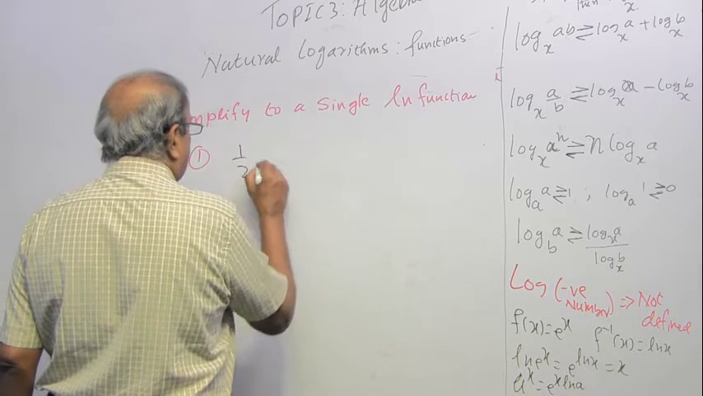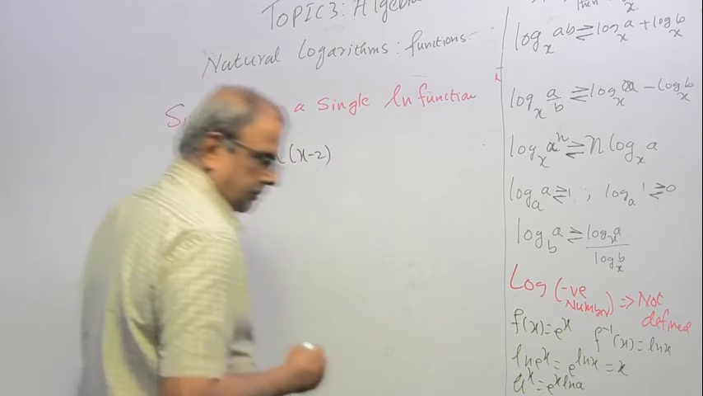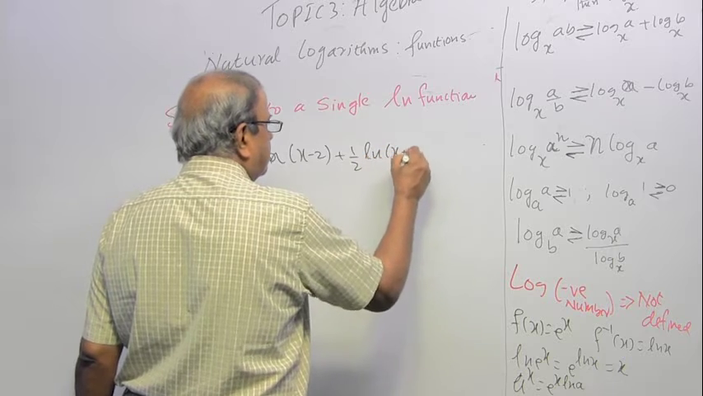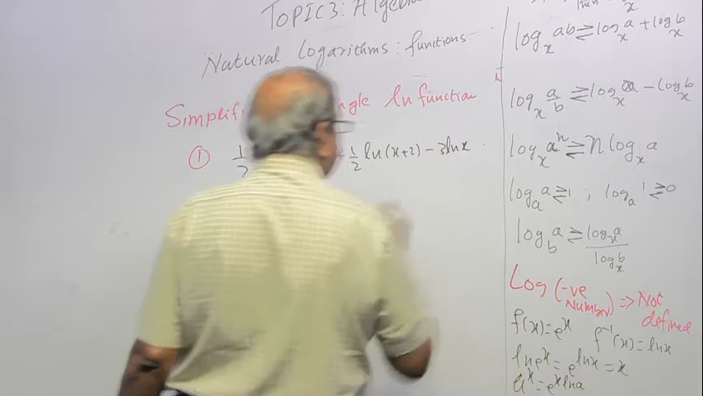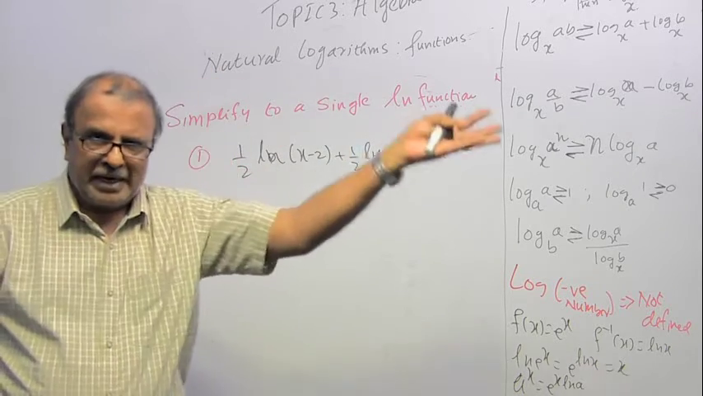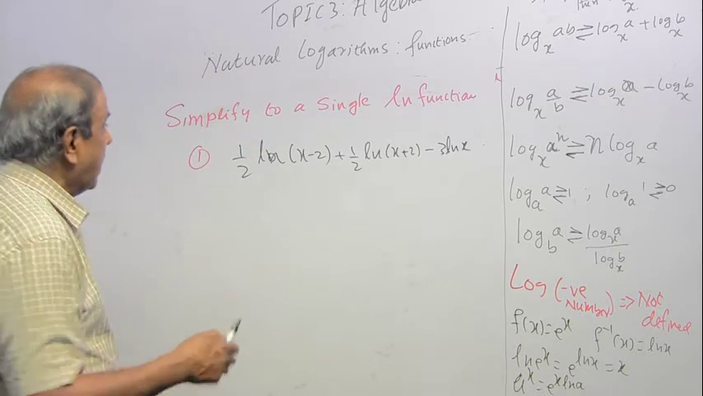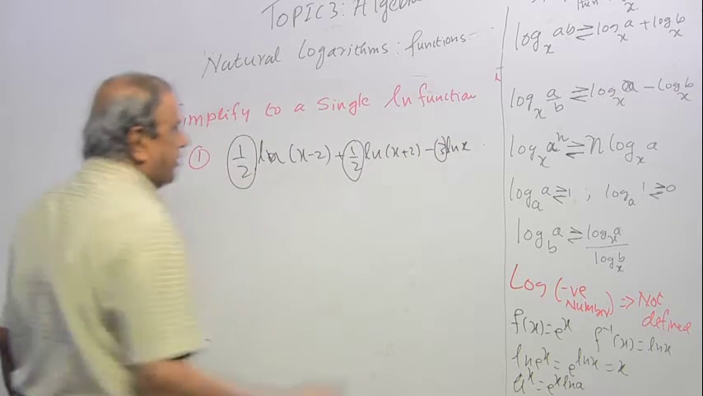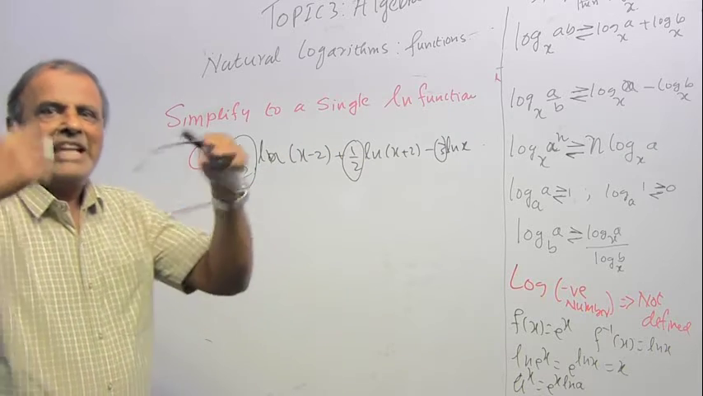After integration, you got half ln x minus 2 plus half ln x plus 2 minus 3 ln x. I can't combine. The rules still apply. Just because it's ln doesn't mean it's different. Ln is nothing but logarithm to base e. So therefore, I can't simplify unless I get rid of these numbers. Get rid of means you can't multiply through by 2 because there is nothing to multiply on the other side. That means write them as powers.